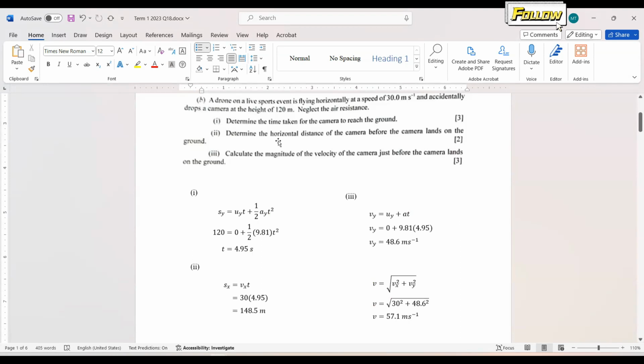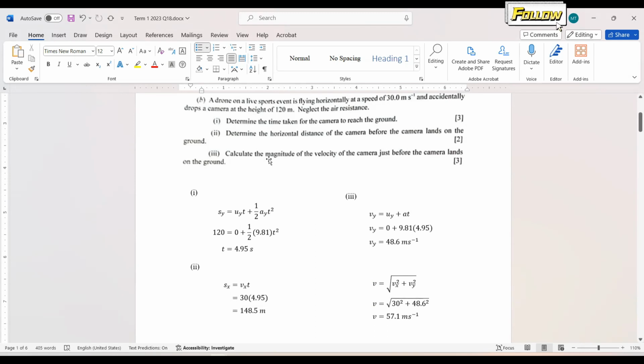The next question is about the horizontal distance of the camera before it lands on the ground. In the horizontal component, we have constant speed, so we only have one formula, which is v equals s over t, or s equals vt. Put in the value of time obtained in question 1. We have 30 multiplied by 4.95, and you will get 148.5 meters.